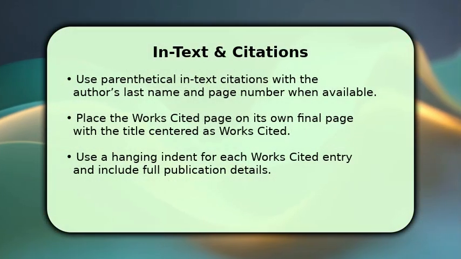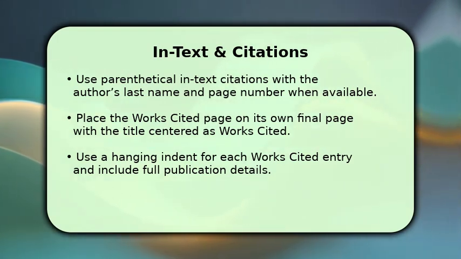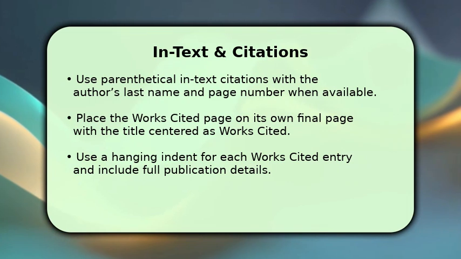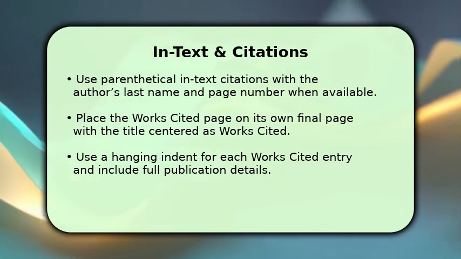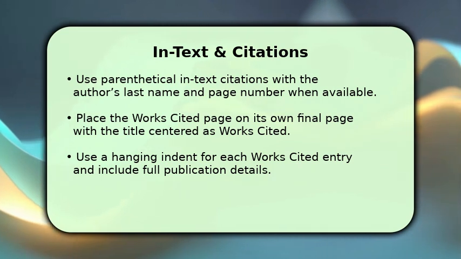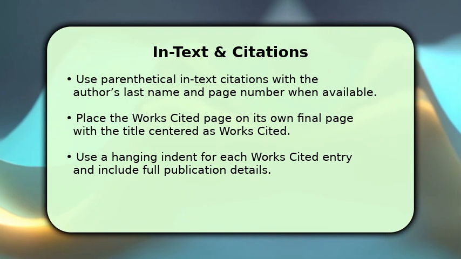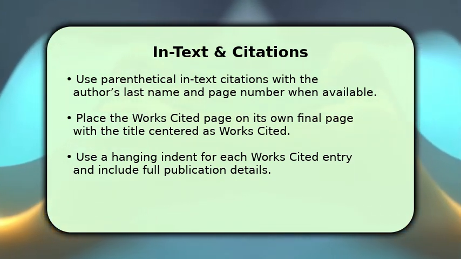When quoting or paraphrasing, add parenthetical in-text citations with the author's last name and page number if present. Create a separate works cited page with the title centered and no extra formatting. List entries alphabetically and use a hanging indent for each citation. Include publisher, publication medium, and any relevant identifiers. I'll show examples of common sources so you can format books, articles, and websites correctly and avoid citation errors.